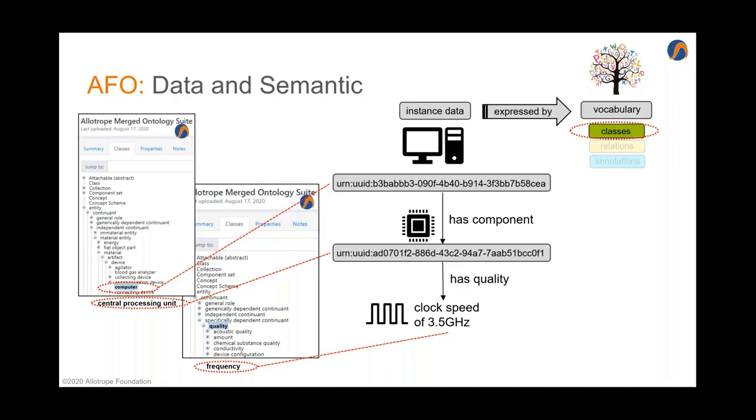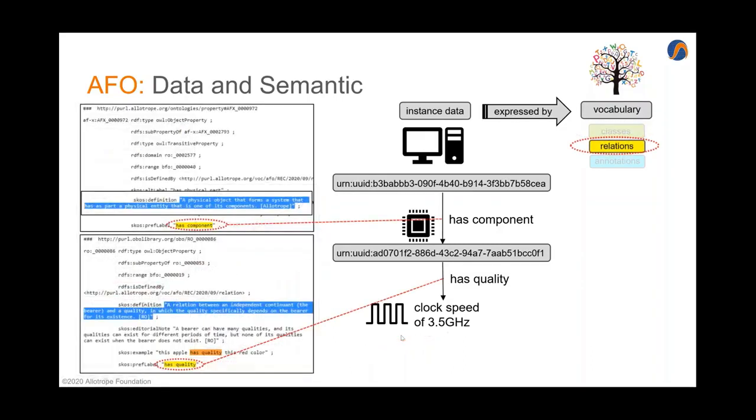So we have a node to represent the computer. The computer is a device, which is an artifact, material, and it is an independent continuum under entity. And the same as a device, we have a CPU. The reason it's not in the screenshot is that we don't have the term for a CPU yet. And for quality, which is a dependent continuum, we have frequency as a semantic.